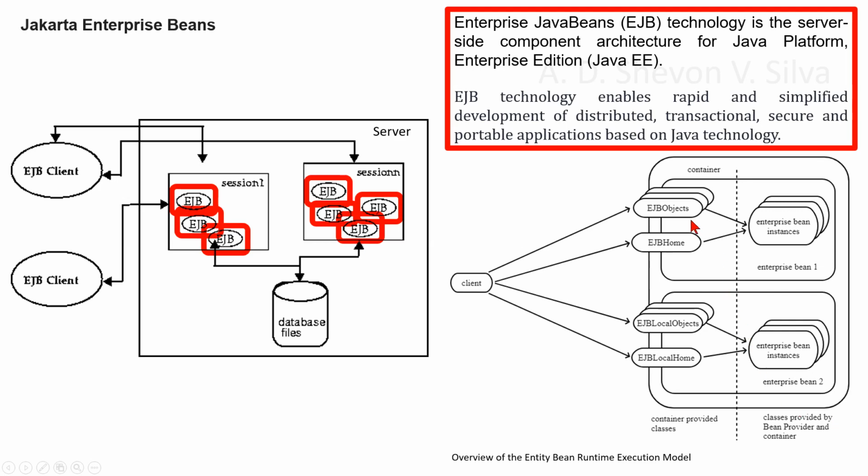An entity EJB object or EJB local object is an object whose class was generated at deployment time by the container provider's tools.